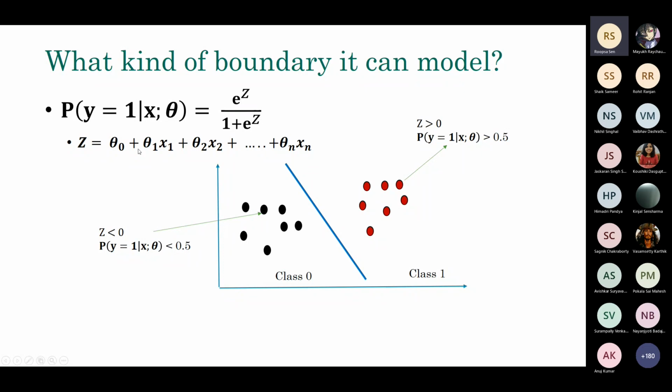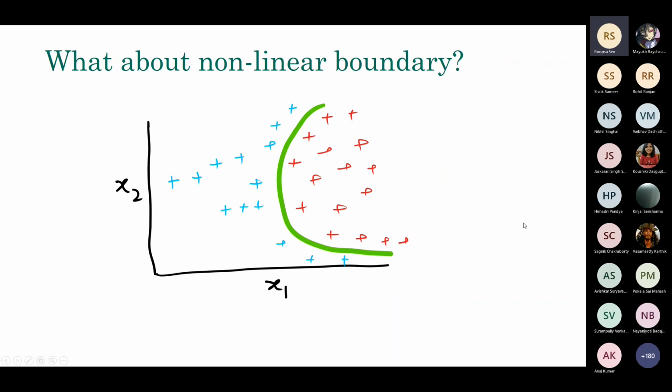Therefore, why can we not simply model the non-linear decision boundary? In order to do that, all we need to do is play with Z. So you have, for example, something like this. Now all we need to do is use Z appropriately so that we can model this kind of decision boundary. That's what you have to do.